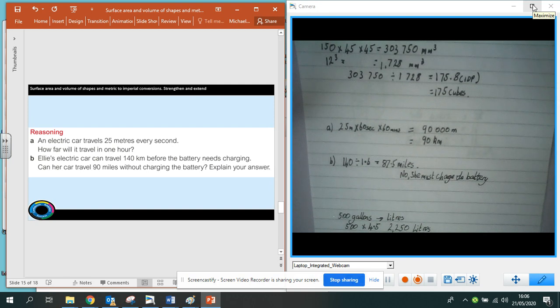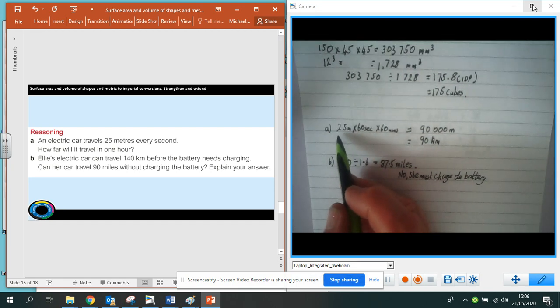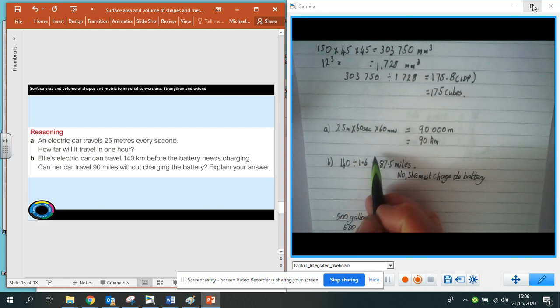Okay, so an electric car travels 25 meters every second. How far will it travel in 1 hour? Well, to work that out, we can say he's traveling for 25 meters every second. So in 1 minute, it will travel 25 times 60. That's how far it will travel in a minute. But we're not talking about a minute, we're talking about an hour.